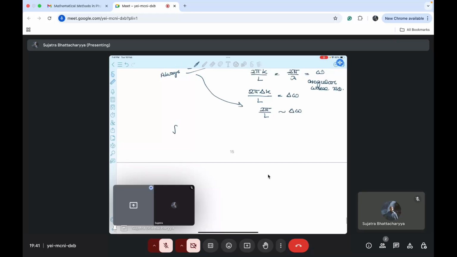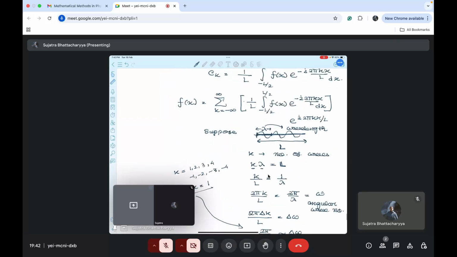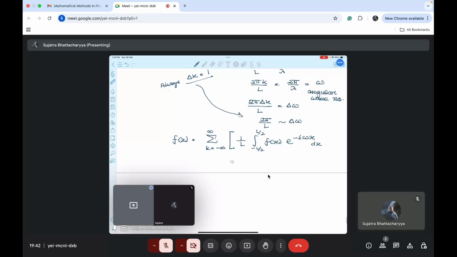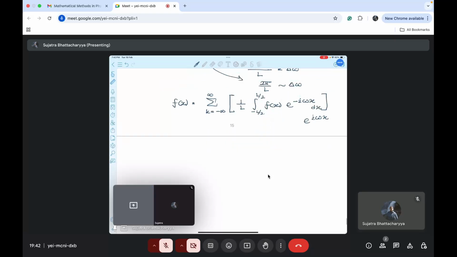So what we have written, f(x) equals sum over k going from minus infinity to infinity. Here you have 1 by L, integral from minus L by 2 to L by 2 of f(x) e to the power minus i omega x dx. Why am I writing omega here? Because you have 2 pi k by L. 2 pi k by L is omega. That's why I'm writing omega x. And outside it will be e to the power i omega x.